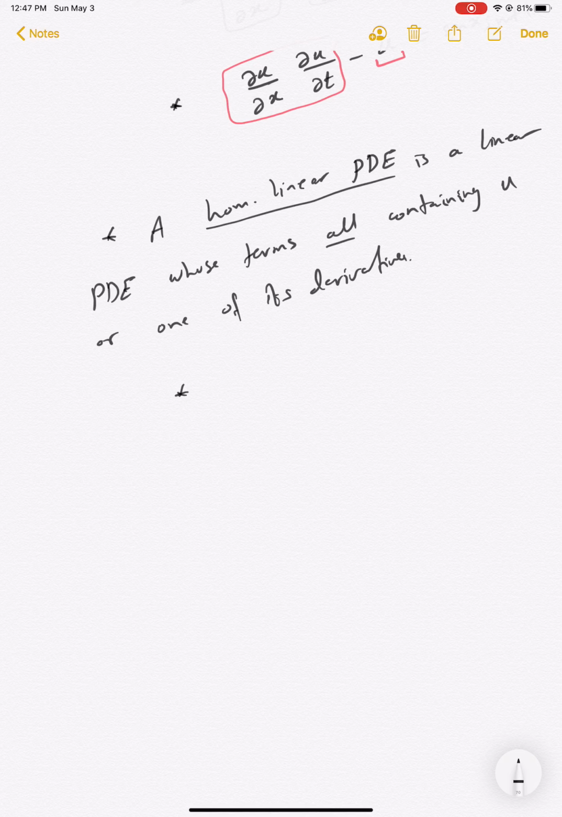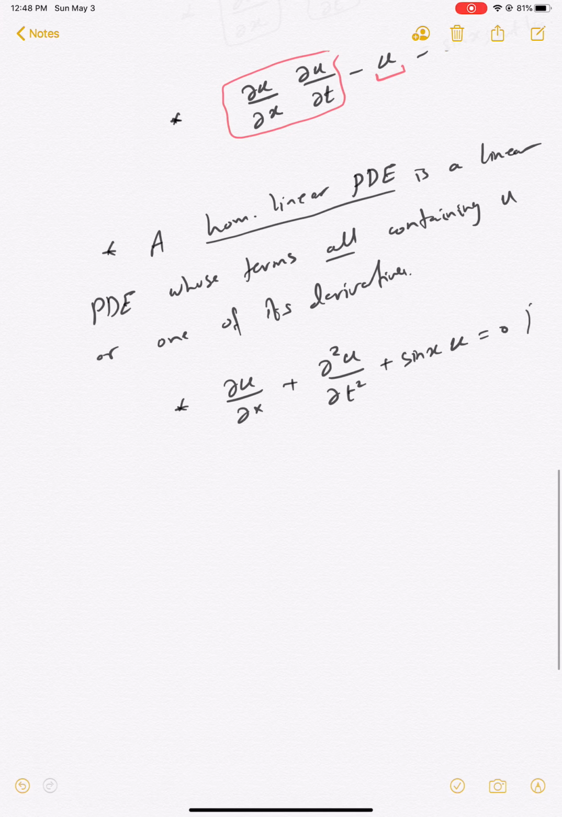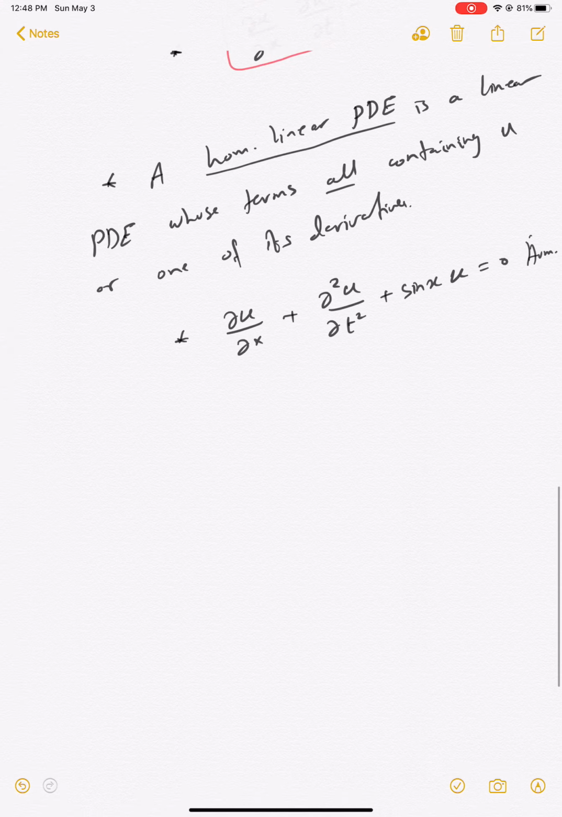For example, so we're talking about linear, fine. So you write a linear partial differential equation. If you look at this, yes, this is linear so far. The first term contains u, the second term contains u, the third term contains u, equals 0. So if you look at all terms, all of them contain u. So this is a homogeneous equation.